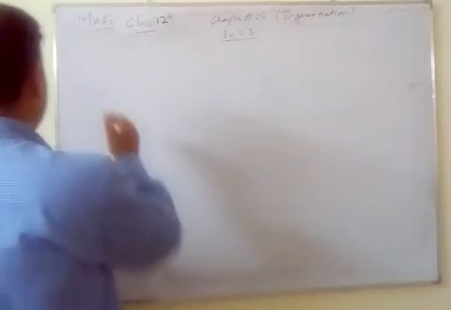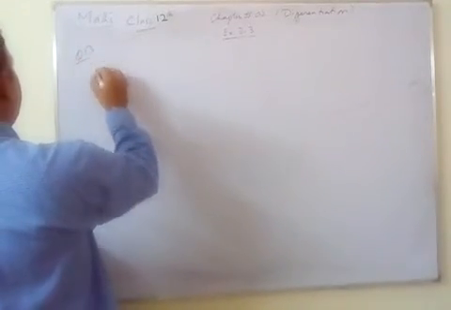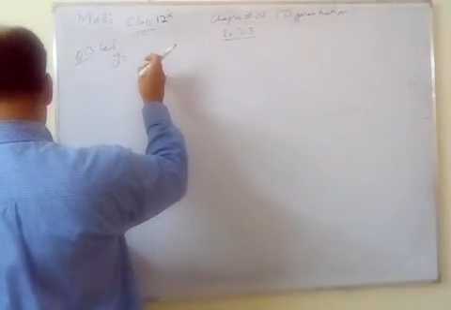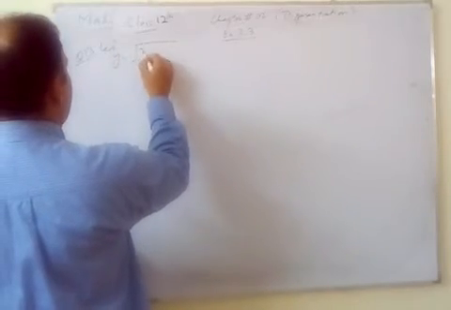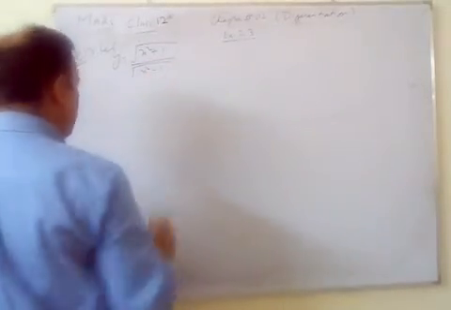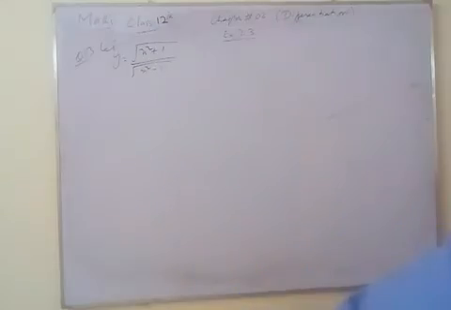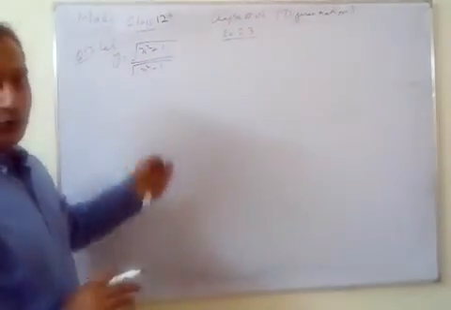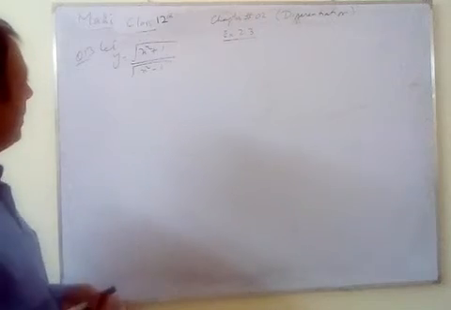I solve this question number 13. Let y is equal to square root of x square plus 1 and square root of x square minus 1. This question, if you want to solve by quotient rule, you may solve, and if you want to convert it into product, that is also possible.